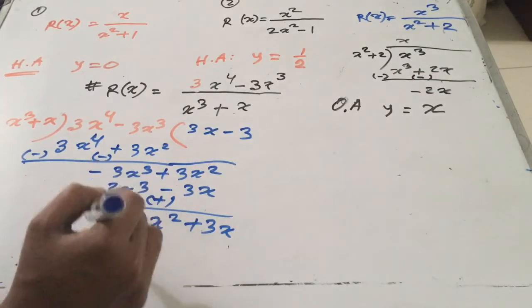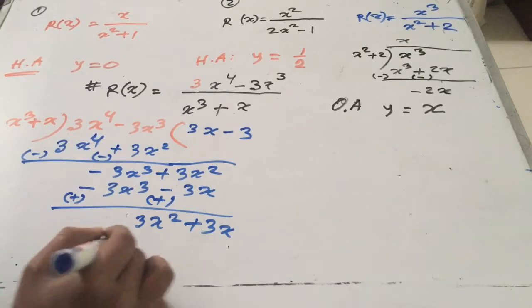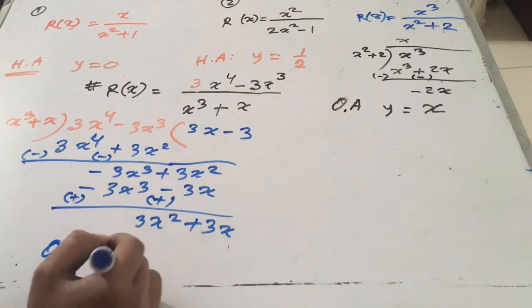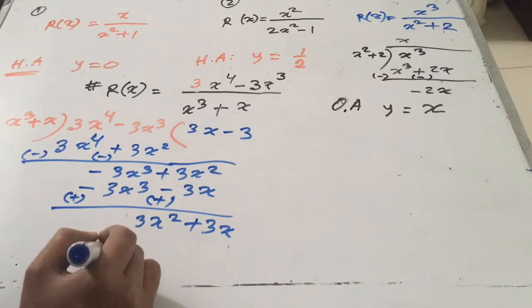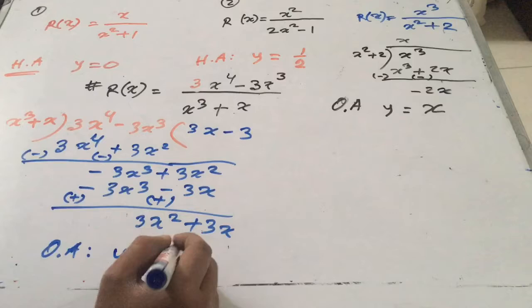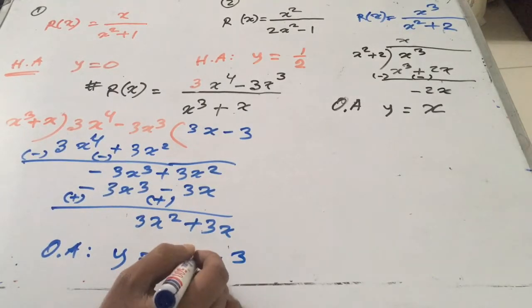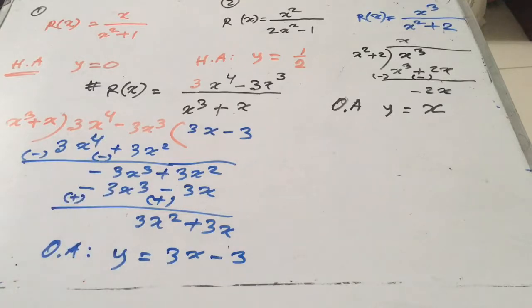Then we get the oblique asymptote for this question: y equals 3x minus 3, or you can write 3 common, then x minus 1. That is the oblique asymptote for this question.